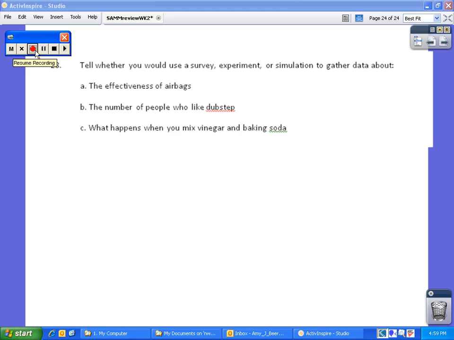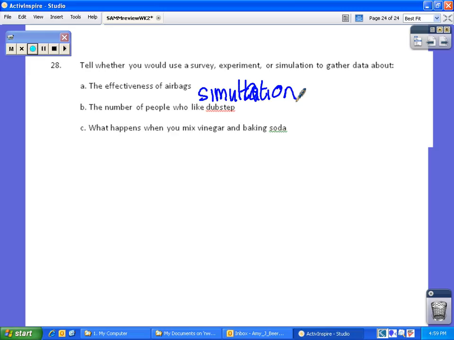Tell whether you would use a survey, experiment, or a simulation to gather data about the effectiveness of airbags. Well, that seems a little dangerous, so I would use crash test dummies in a simulation. How do you spell that? Simulation. The number of people who like dubstep, let's go for a survey on that one. We could just ask them.